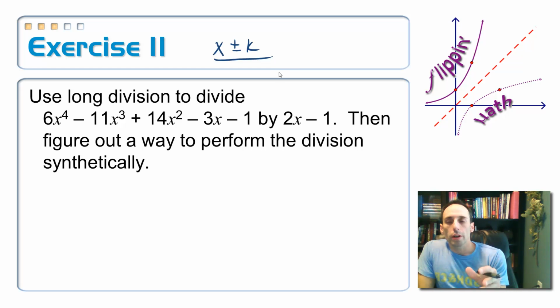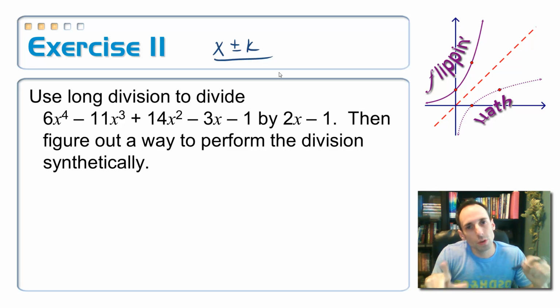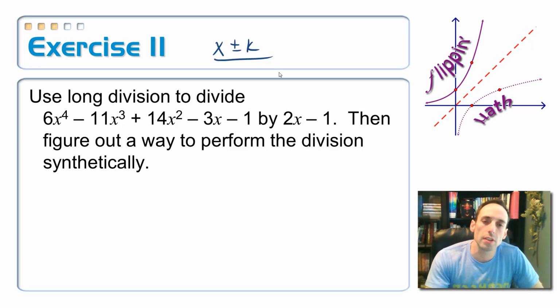So what I want you to try to do is see if you can figure this out on your own. Go ahead and do this by long division: 6x to the 4th minus 11x cubed plus 14x squared minus 3x minus 1. You're going to divide that by 2x minus 1. Okay? Do it by long division, and see if you can figure out, could you have done this by synthetic division in some kind of way? So again, I want you to stop the video. I may not even put the answer in this video. Anyway, stop the video and see if you can do it yourself.